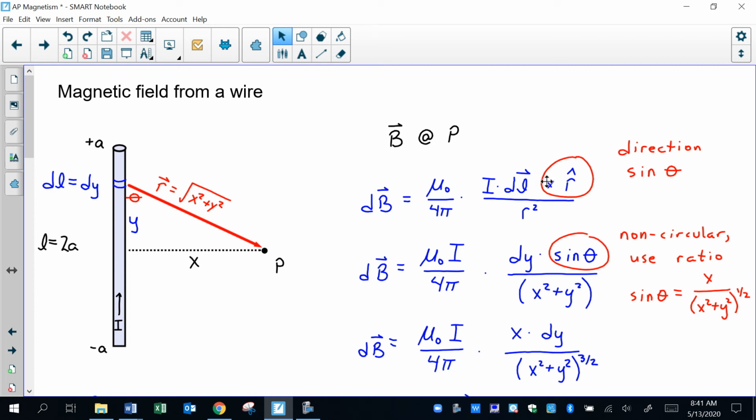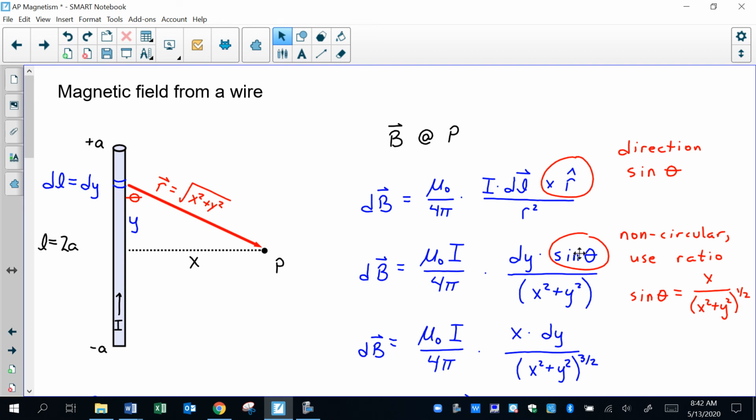So my cross product, I can just go with the sine function. So I've taken care of that. My current is a constant, so I bring the current out front. Very common to do that. And so I'm left with the small length of wire, dy, the sine function to take care of my cross product, and then my distance away is going to be, using the Pythagorean theorem over here.